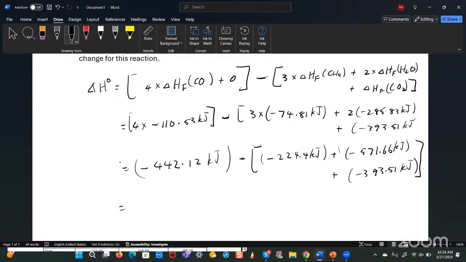Okay, so according to my calculations, let's see to what extent we need to round this to 1 decimal place. So the answer I got here is 747.5 kilojoules. And that's what I got. All right.